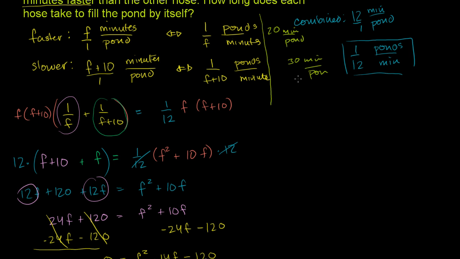If they were to do it together, it would take 12 minutes, which is a little bit more than half. But if you had two faster hoses, it would take 10 minutes. But this guy's a little bit slower, so it's taking you a little bit more than 10 minutes. So it makes sense. It takes you 12 minutes when they're working together.